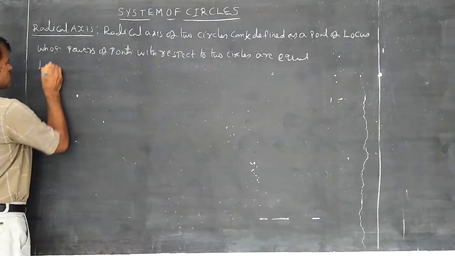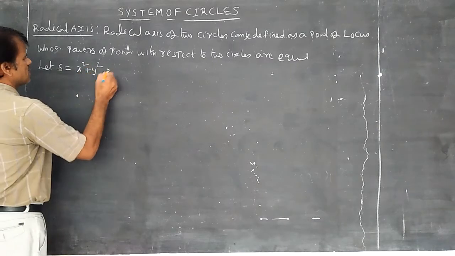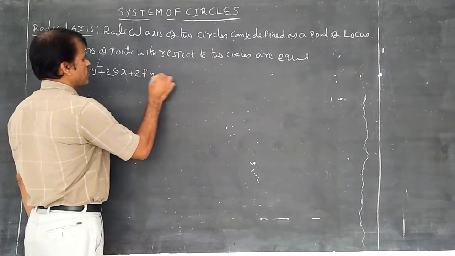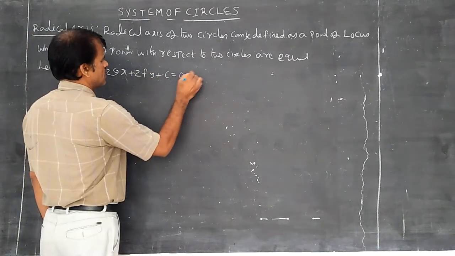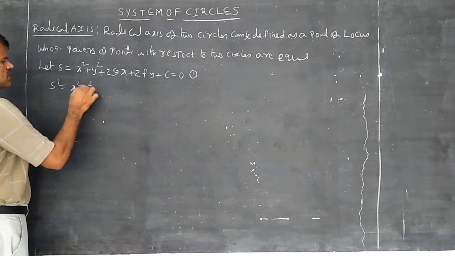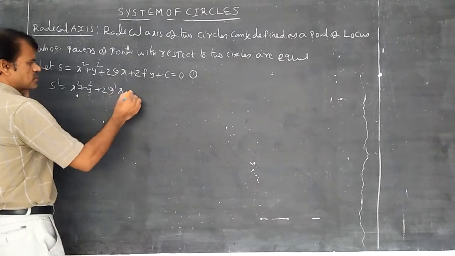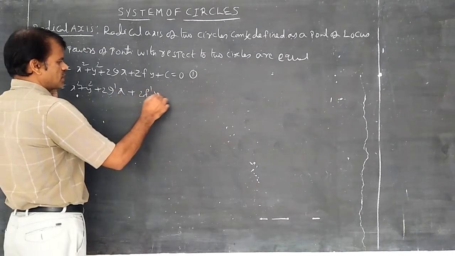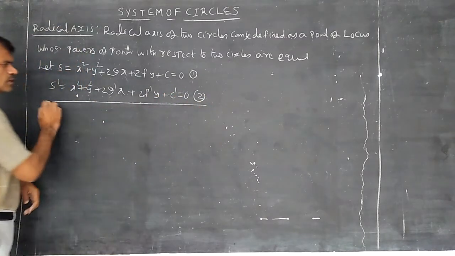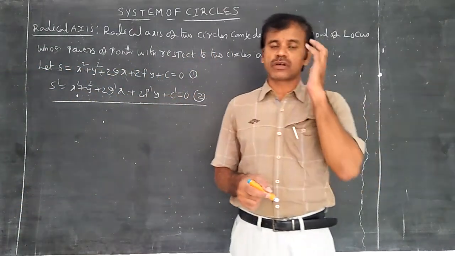Let S equal to 0 be the circle x square plus y square plus 2gx plus 2fy plus c equal to 0. This is the first equation. In the next step, write S dash equal to 0 as x square plus y square plus 2g dash x plus 2f dash y plus c dash equal to 0. This is the second equation. Don't get confused that there is no x dash square and y dash square, because x comma y is the locus point.